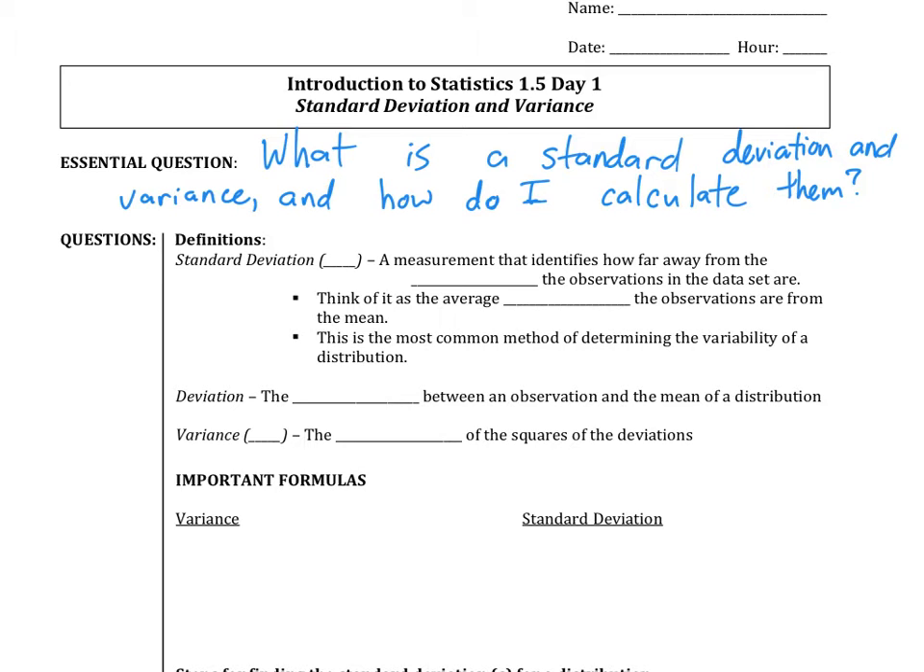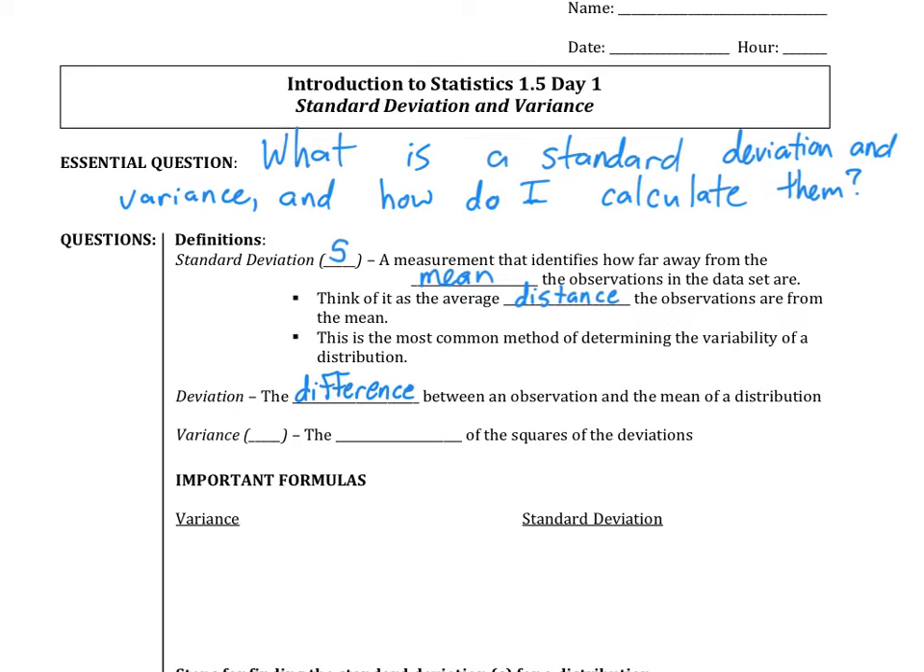So the standard deviation, which we're going to call S, is a measurement that identifies how far away from the mean the observation is. You can think of it as the average distance the observations are from the mean. This is the most common method of determining the variability of a distribution. So it kind of tells you how spread out the data is. Deviation is the difference between an observation and the mean of a distribution.